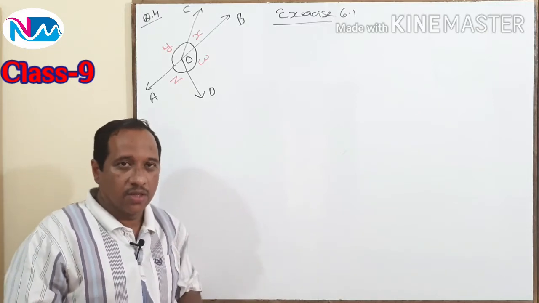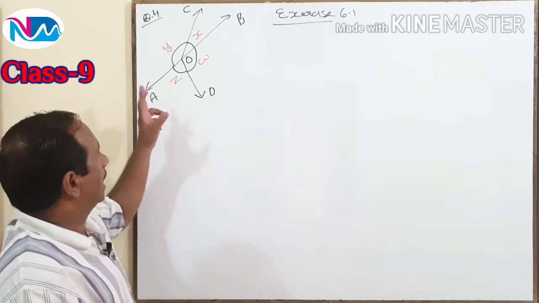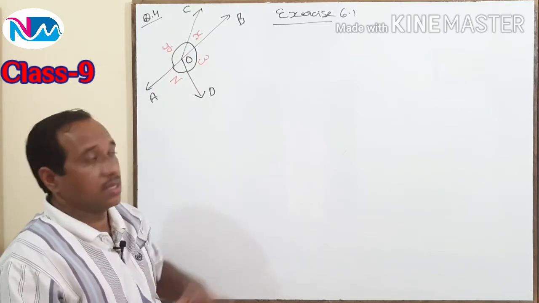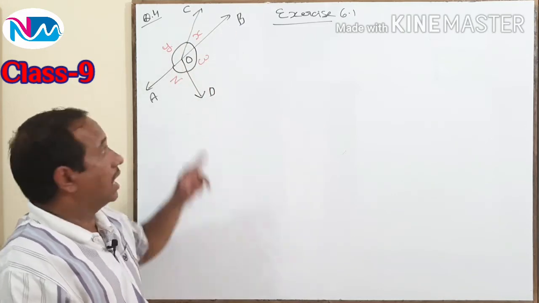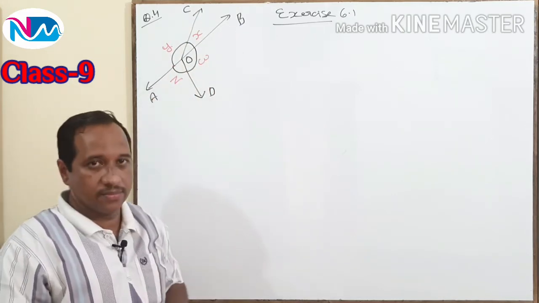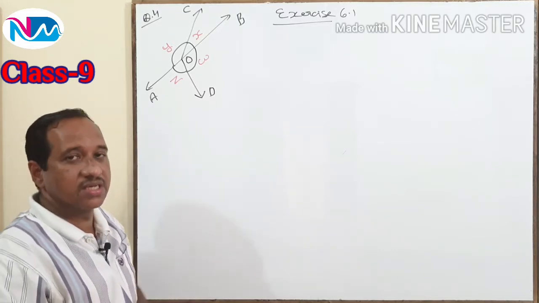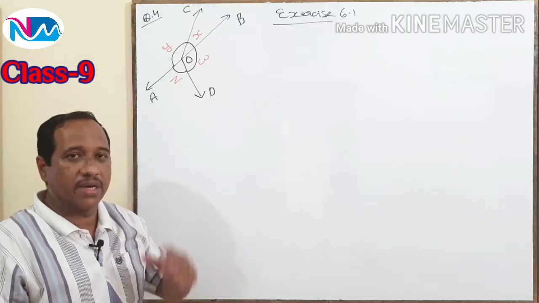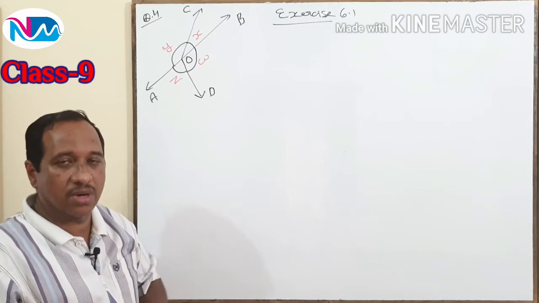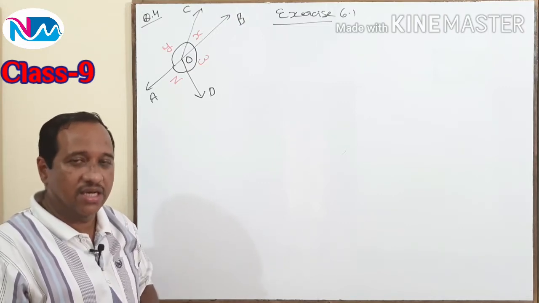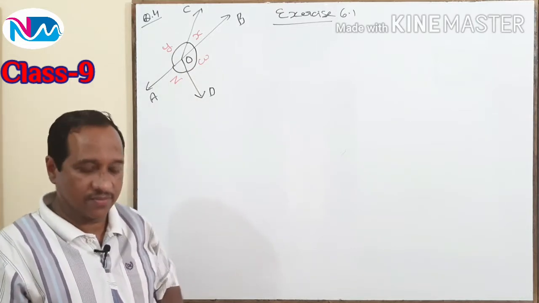In the figure, you can see there are 4 independent angles. They are angle AOC, angle BOC, angle BOD, and angle AOD. The sum of all the angles about a point is 360 degree. So by using the property that the sum of all the angles about a point is 360 degree, we will show that AOB is a straight line.